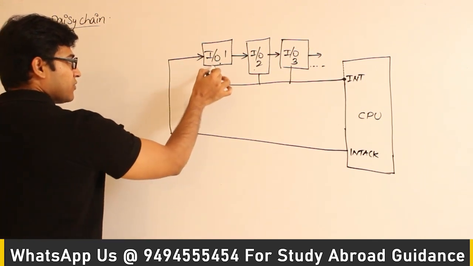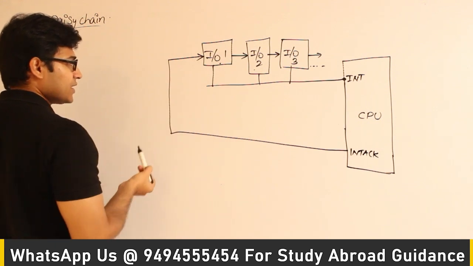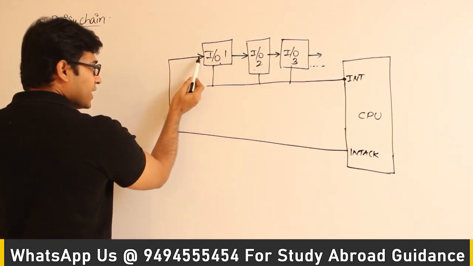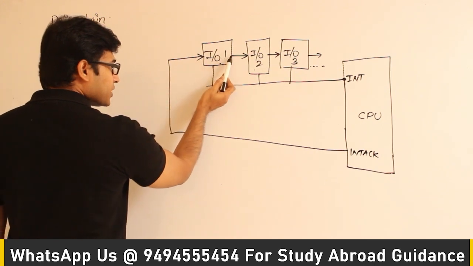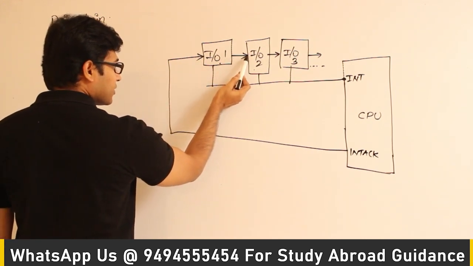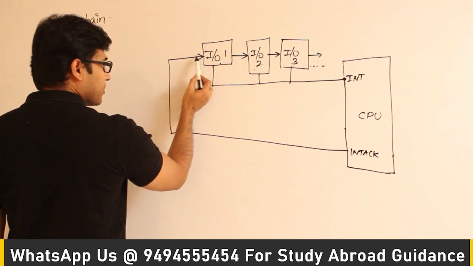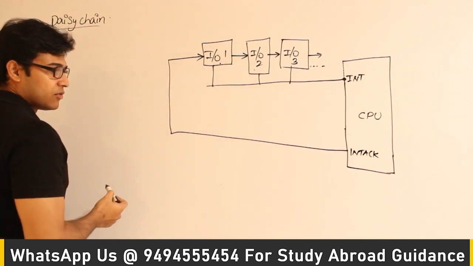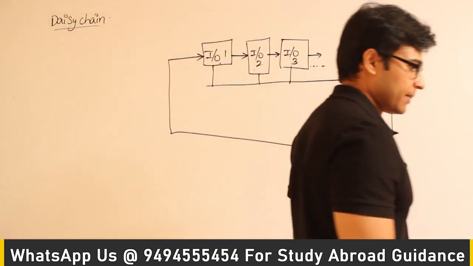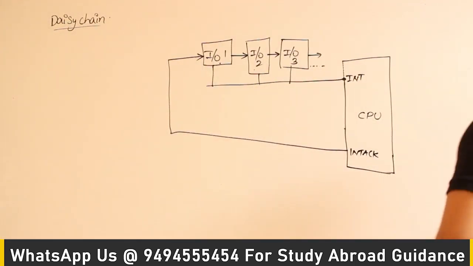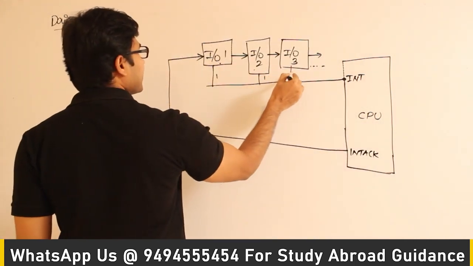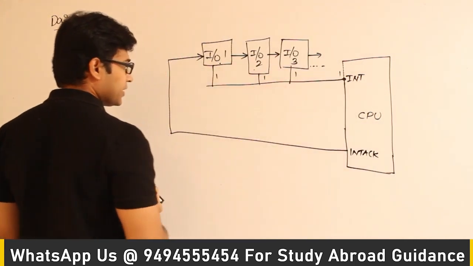In case IO device 1 is not the device which has raised the interrupt, then it will let the interrupt acknowledgement pass through it, and that interrupt acknowledgement will be given to the next device. If you want to understand it, see it this way. So assume that all the three devices have raised the interrupt, therefore you got the interrupt there.